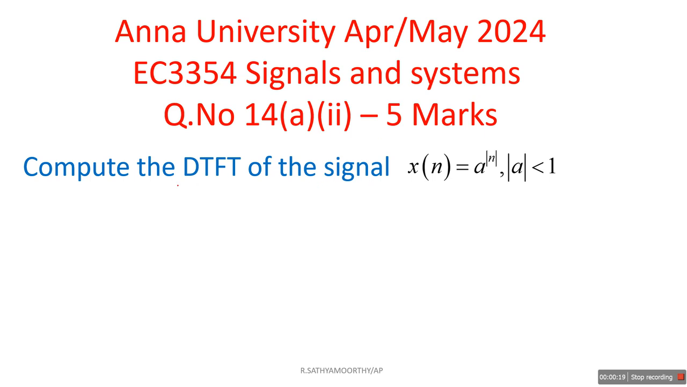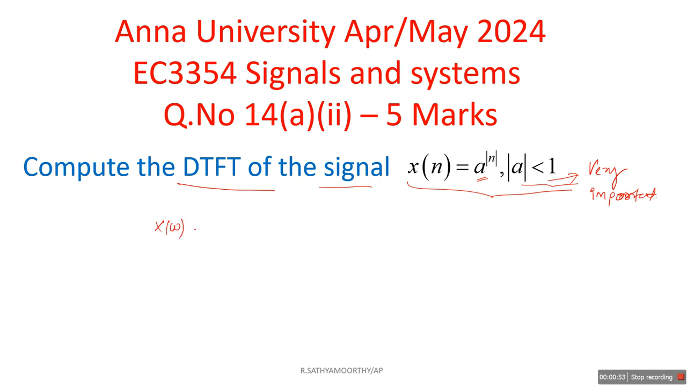The given problem is: compute the discrete time Fourier transform of the signal x of n equal to a to the power of mod n, provided the condition mod a is less than 1. This condition is very important to bring the results. Okay, so let's start. We know the definition, the formula to calculate the discrete time Fourier transform.